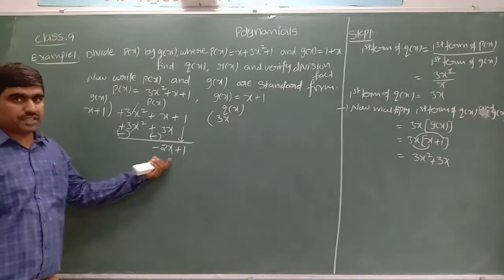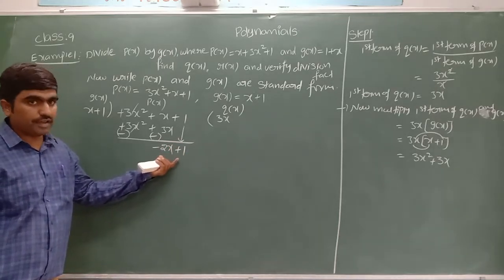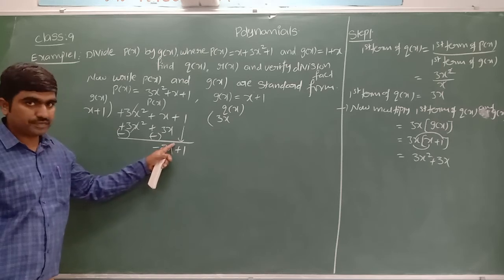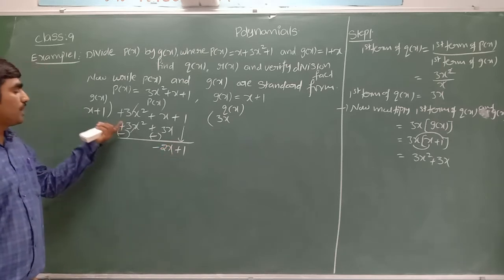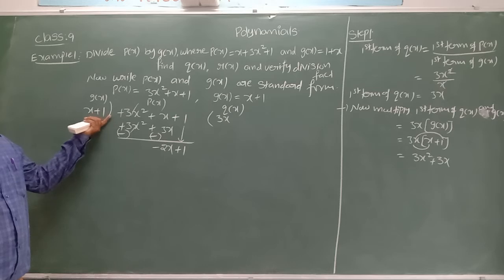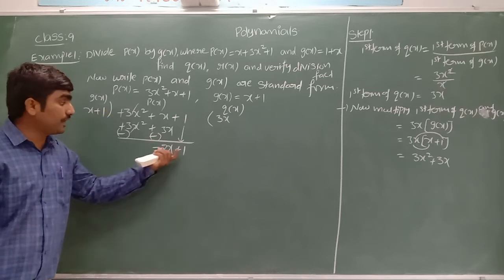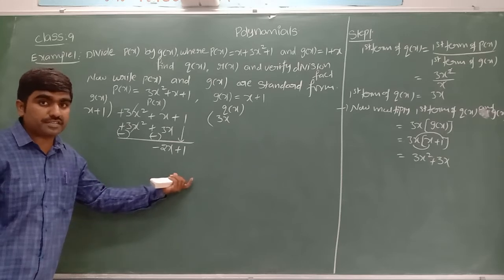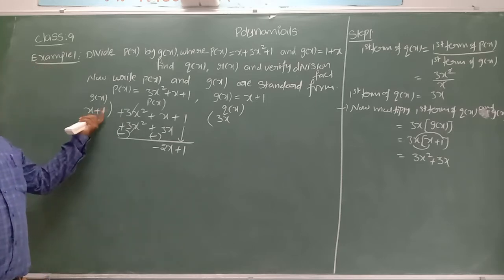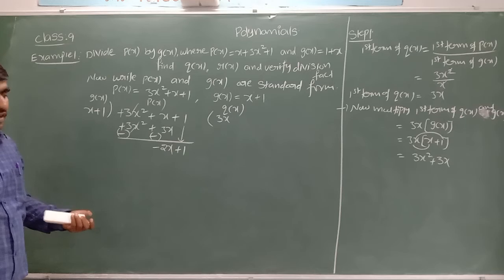Can I stop the division now? The degree of the remainder is 1, which is equal to the degree of the divisor. It's not correct to stop. We have to continue the long division until the degree of the remainder is smaller than the degree of the divisor.